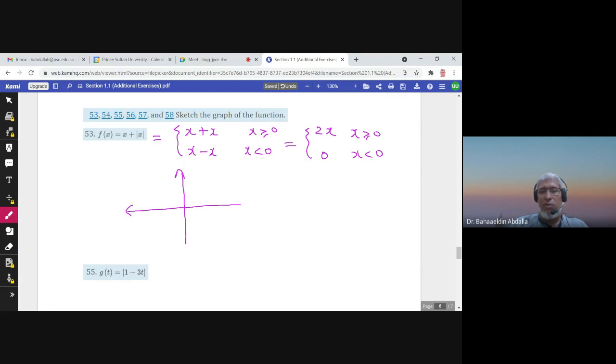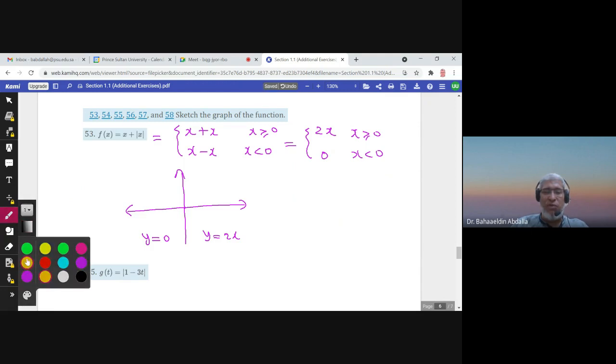So this is a piecewise function, and 0 is the important number. To the right of 0, I have a function, straight line. To the left of 0, I have also a straight line, which is y equals 0. Y equals 0 is this line.